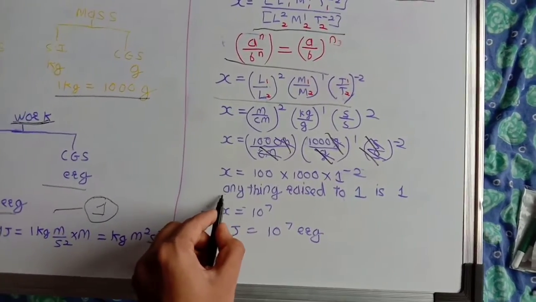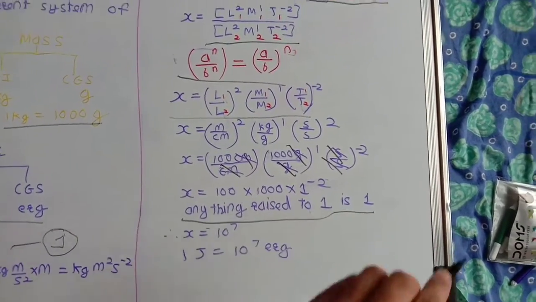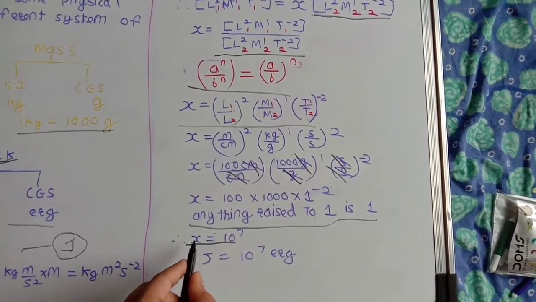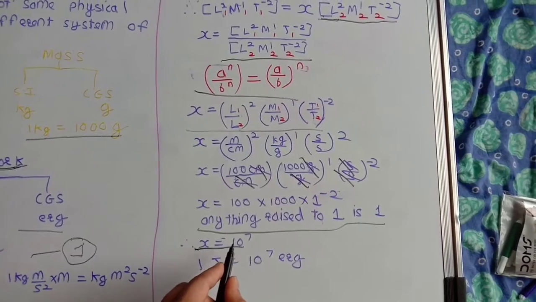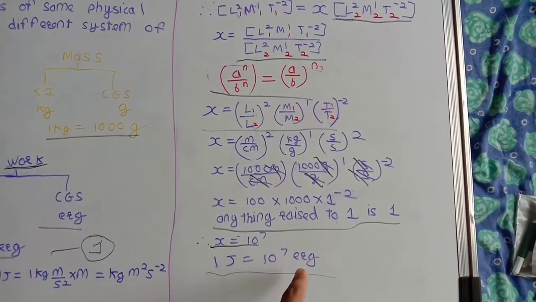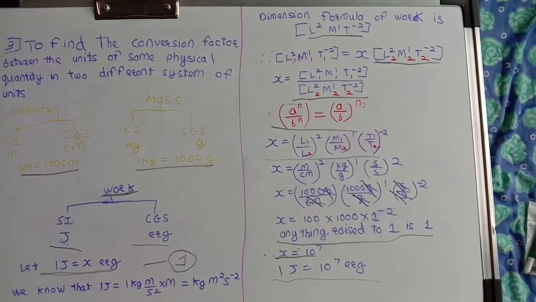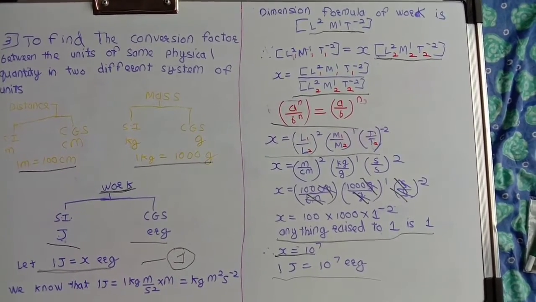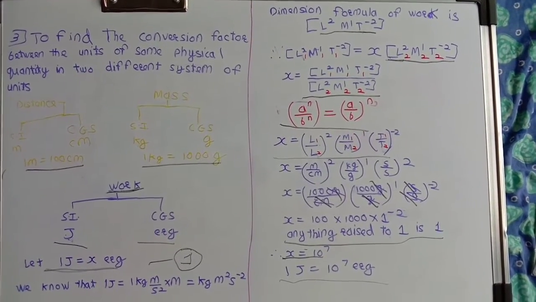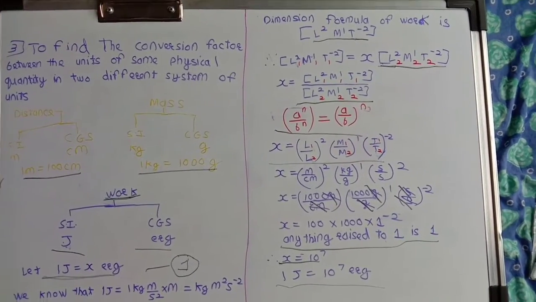Anything raised to 1 is 1. Therefore our final answer will be x is equal to 10 raised to 7. Therefore 1 joule is equal to 10 raised to 7 erg. In this way we can find the conversion factor between two units of the same physical quantity in two different systems of units by using the dimension formula.